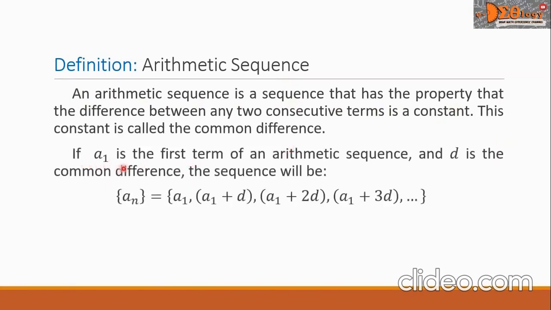If a sub 1 is the first term of an arithmetic sequence and d is the common difference, the sequence will be like this. A sub n equals, the elements are a sub 1 as the first term. The second term is a sub 1 plus d. The third term is a sub 1 plus 2d. The fourth term is a sub 1 plus 3d. So on and so forth.